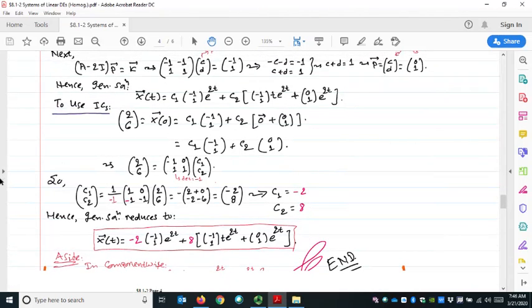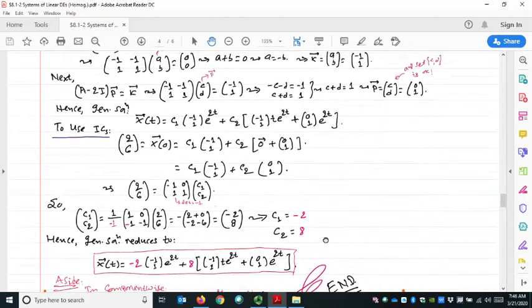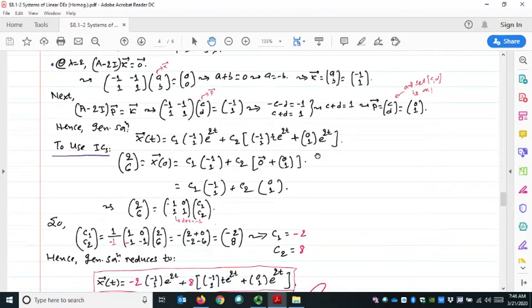Great. Now we can reduce our general solution to a particular solution by substituting the values of c1 and c2 into the general solution. So here c1 is negative 2, and copy this term, negative 1 1 e to the 2t, plus c2, which is 8, and copy these terms from the general solution, which is negative 1 1 times t times e to the 2t plus 0 1 e to the 2t. Great. So we finished this section.